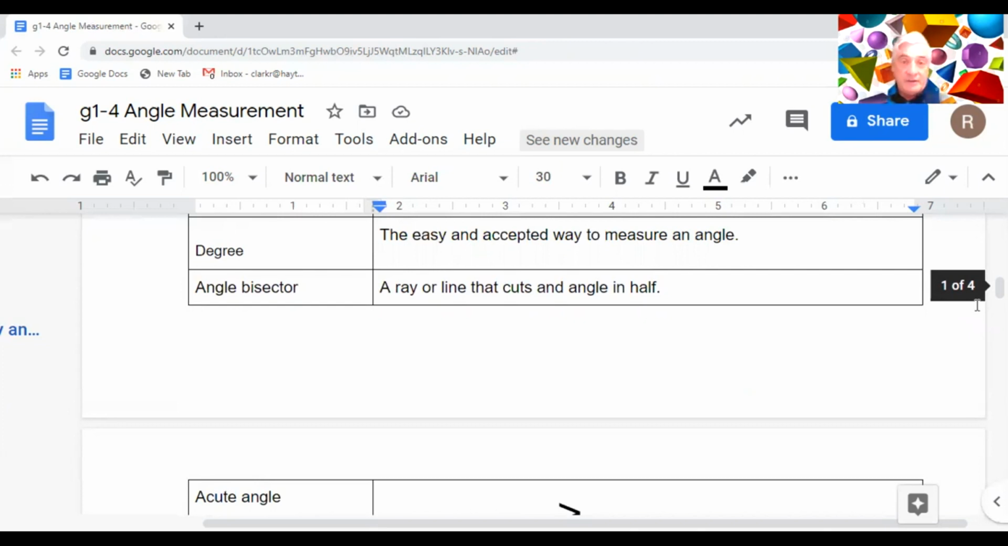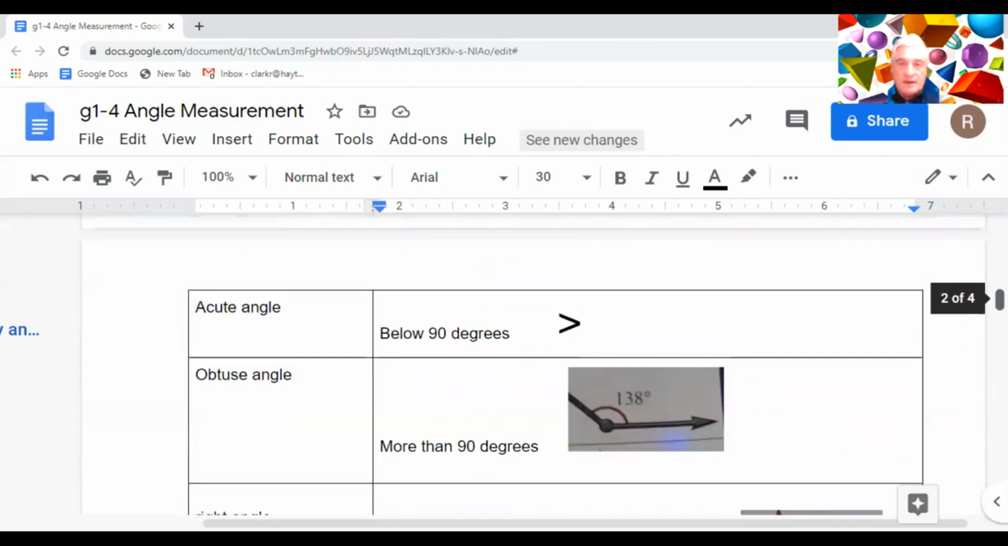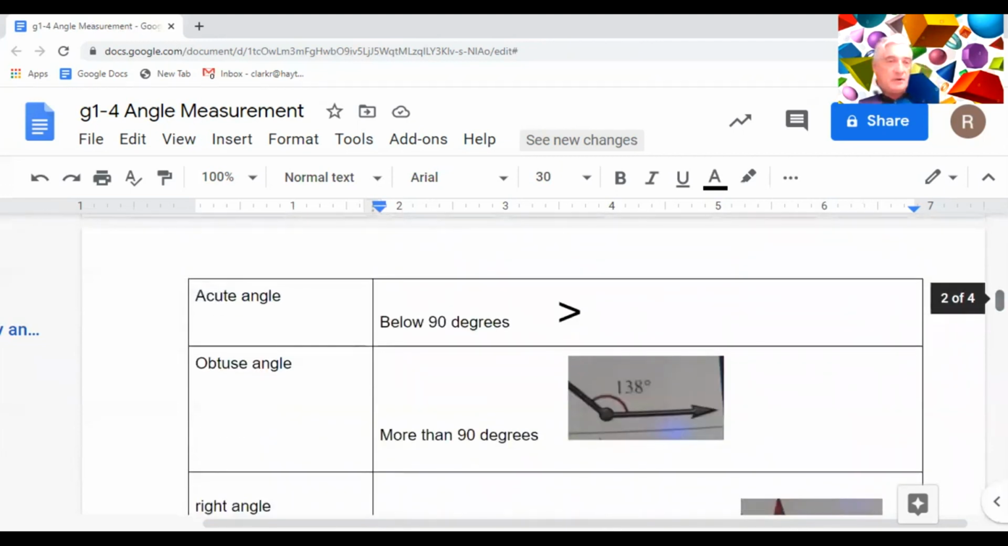An angle bisector. Last week we had a segment bisector. What did it do? It cut a segment in half. What's the angle bisector do? It cuts an angle in half. It forms 2 congruent angles. And like I said, you got some of this before.